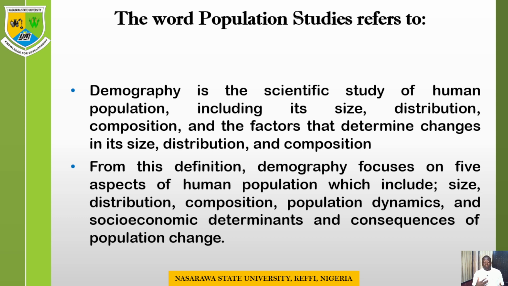From the definition, demography focuses on 5 aspects of human population. We are interested in the size. We are also interested in the distribution. We are also interested in the composition. What is the population made up of? And we are also interested in the population dynamics, the changes, the trend. What are the changes over time? And we are also interested in the socio-economic determinants and consequences of population changes.